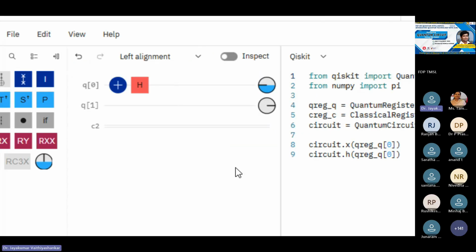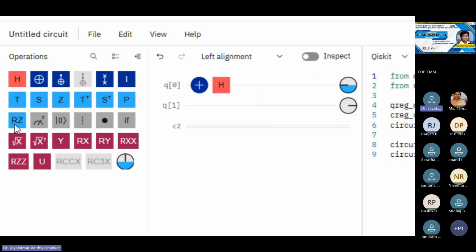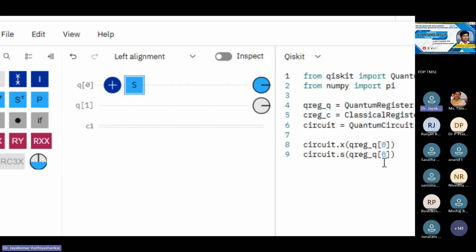Right, we covered the NOT gate, then we covered the Hadamard gate, then we covered the S gate. I will show how the S gate will work. The S gate will create a pi by 2 phase rotation. Pi by 2 phase rotation. So you can see the S gate effect with the help of the Q sphere.